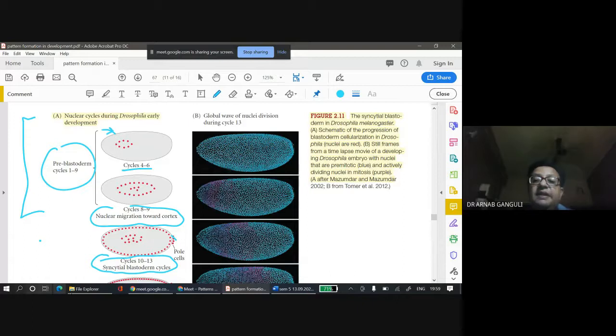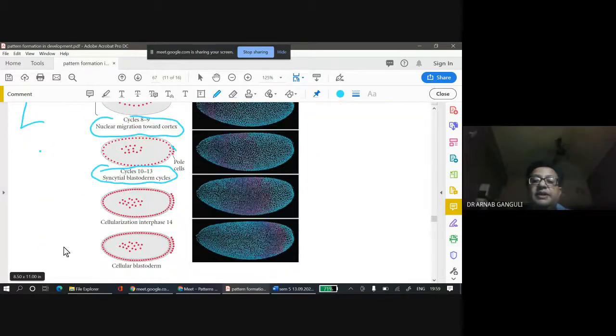This is the early development. Then the next thing is cellularization. It takes place after this syncytial blastoderm is formed. Then cellularization takes place, and then the cellular blastoderm is formed.